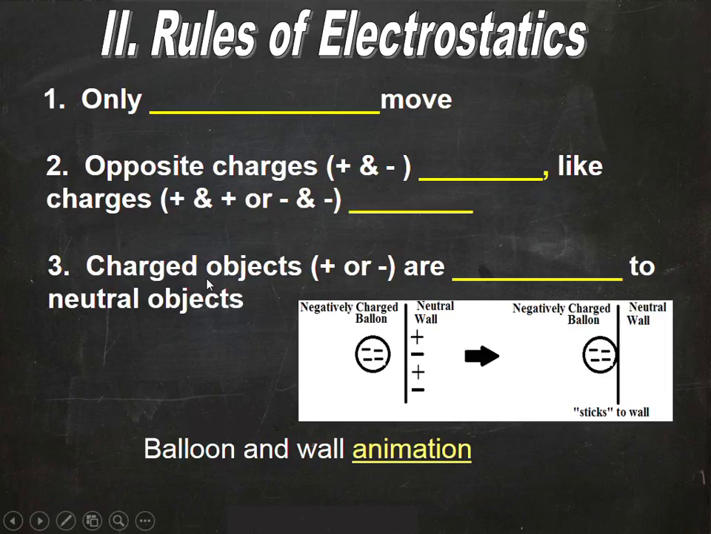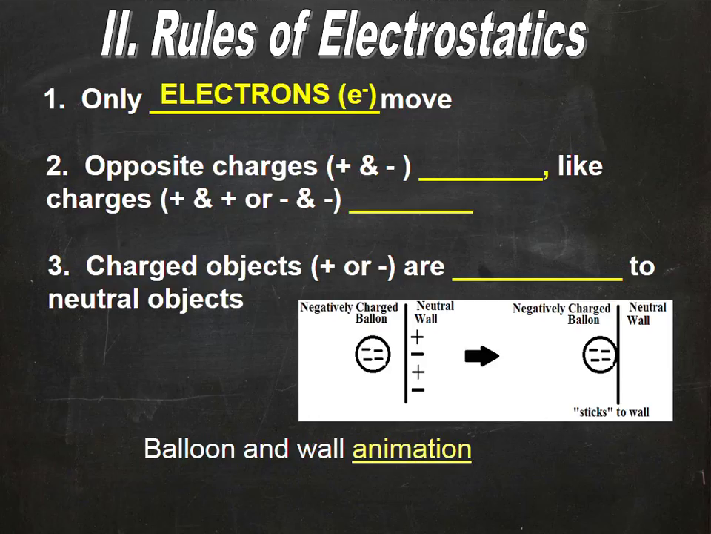In this segment, I want to look at the rules for electrostatics and how objects can become charged. First rule, the most important rule, is that only the electrons move, or negative charges move. The positive charges that come from the protons are locked inside the nucleus of the object.